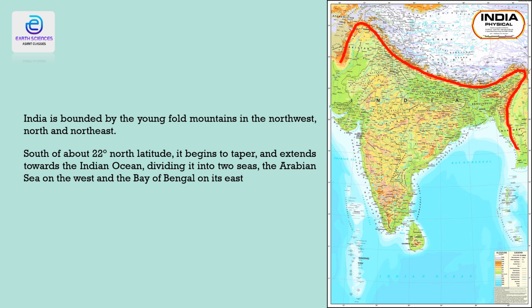South of about 22° north latitude, the Indian subcontinent begins to taper and extends towards the Indian Ocean. So it divides the Indian Ocean into two parts. In the east, it is the Bay of Bengal, and in the west, it is the Arabian Sea.